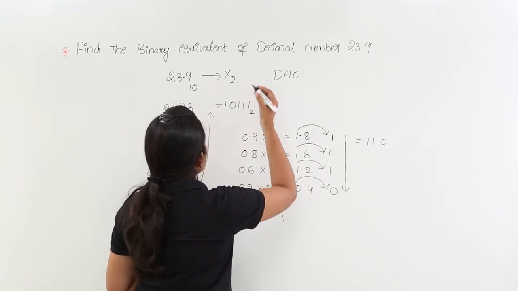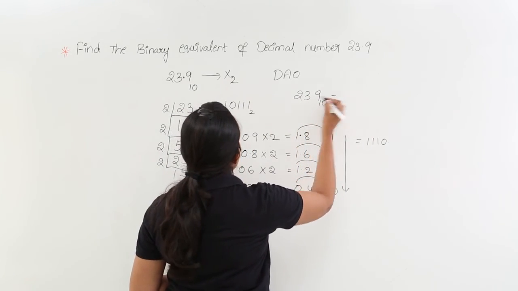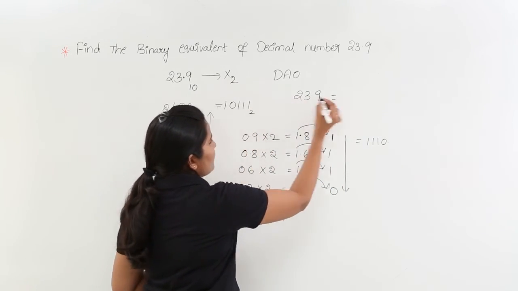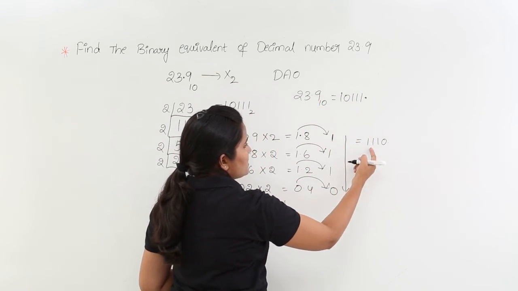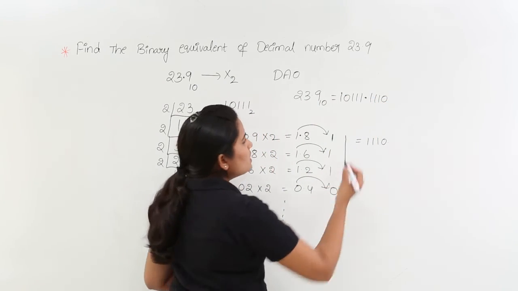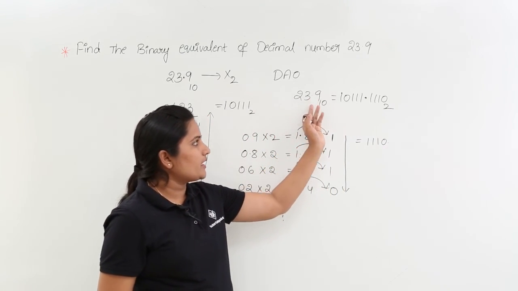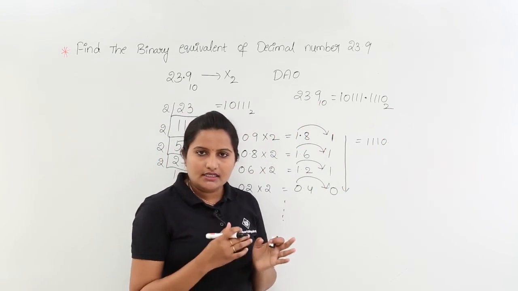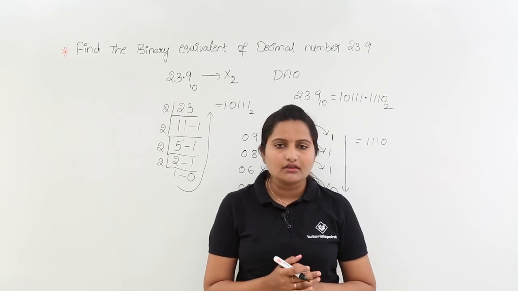So, totally your 23.9 decimal is equivalent to: 23 is equivalent to 10111, point, and your 0.9 is equivalent to 1110. You can take out this 0. So, the binary equivalent of 23.9 decimal is like this. In the same way, we can convert any decimal number into any other number system.